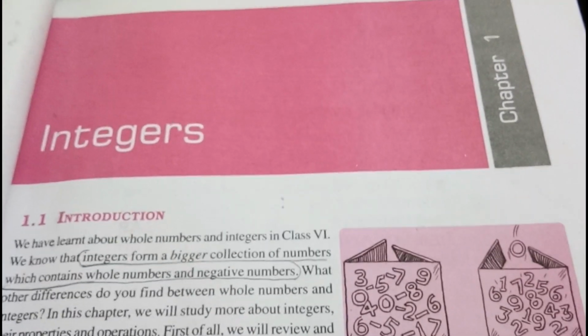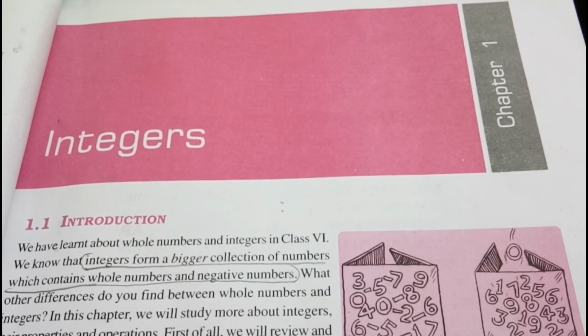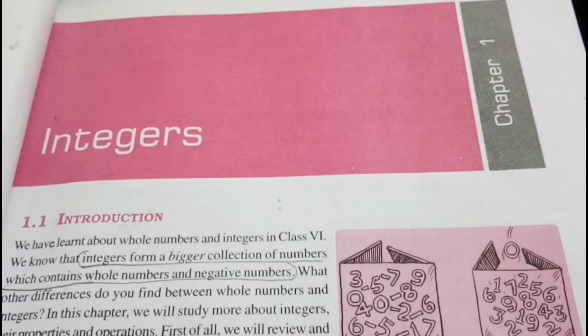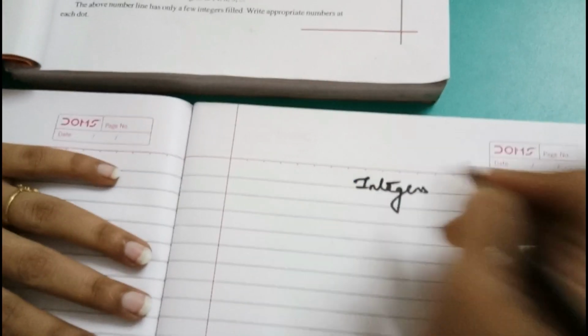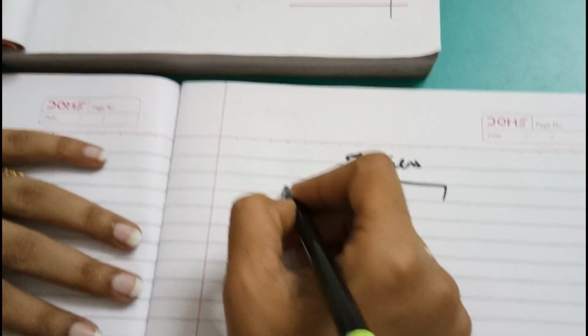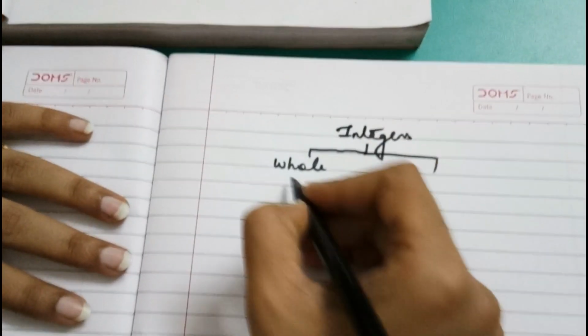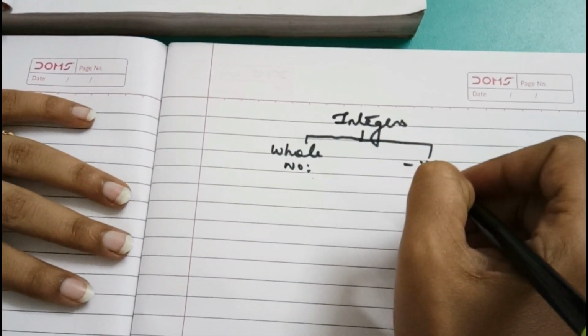Hello students, today we'll start with the first chapter of the Maths 7th standard book. The first chapter is Integers. So let's see what integers are. Integers are the collection of numbers which contains whole numbers and negative numbers.